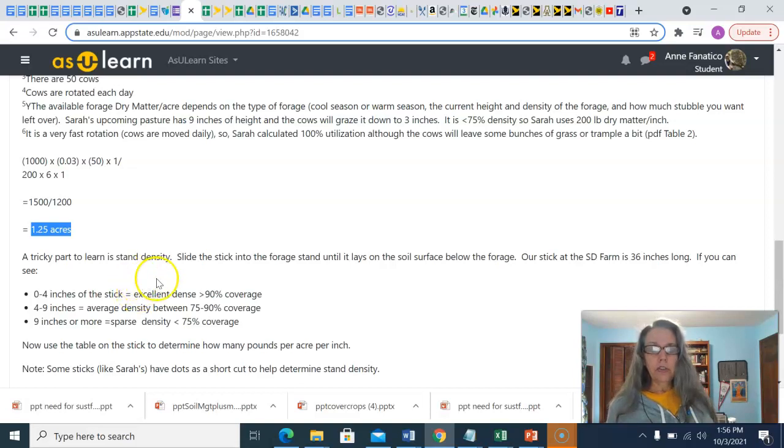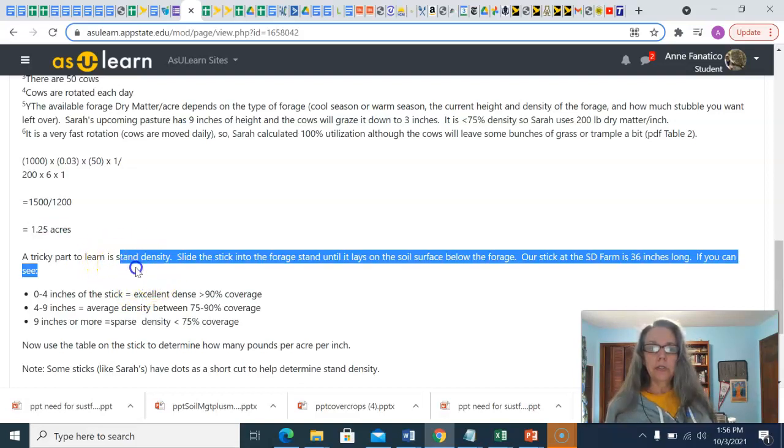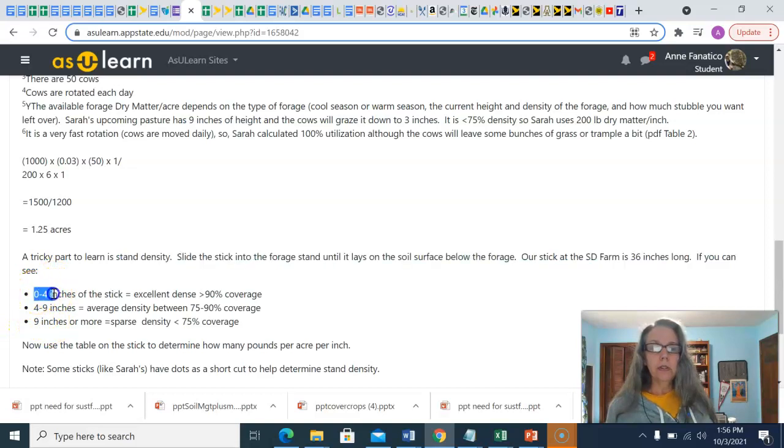So really one of the trickiest things to learn about using the grazing stick is the stand density. And with our grazing stick, I think you saw us lay it into the pasture. We laid it horizontally. And if you only see a little bit of the grazing stick, about 0 to 4 inches, that means you have an excellent stand. And so that's going to take you up into the higher numbers here. At the SD farm, we've had up to 350 pounds per acre per inch. We've had really excellent pasture when we're doing rotational grazing. If you see more of the stick, then you know it's sparse. And so that means that the yield is just not going to be as high.